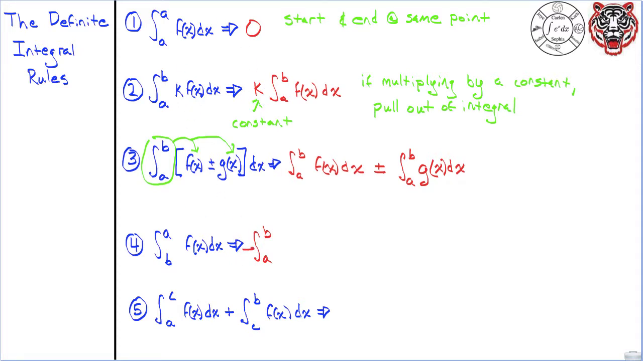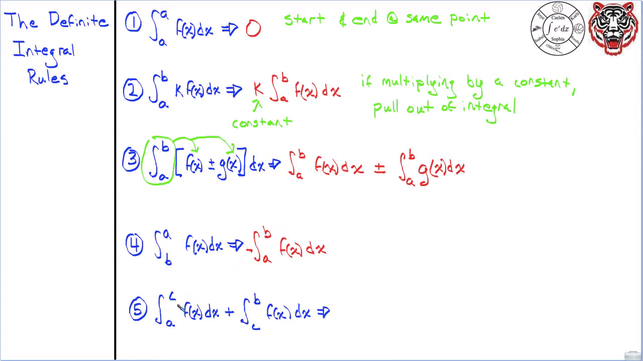Negative, the integral from a to b of that same function, f of x dx. So switch the start and the end with each other, and then it becomes a negative. And that kind of makes sense if you think about it graphically. This one is saying I'm going backwards, from b to a. So if I go forwards, now I'm going negative. I'm flip-flopping it.